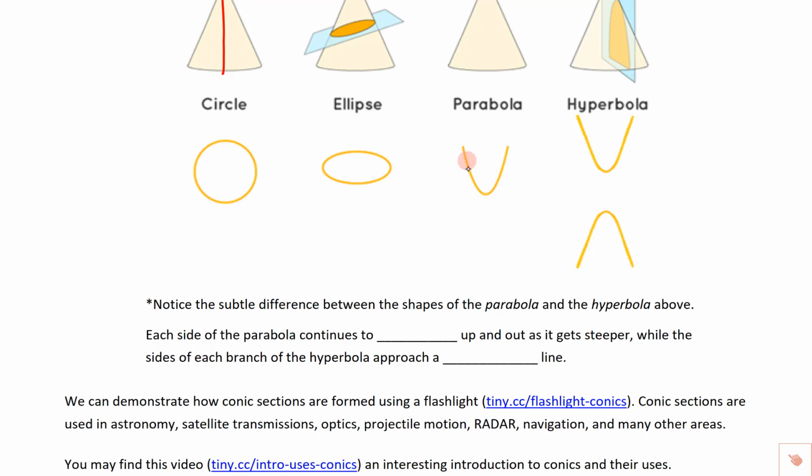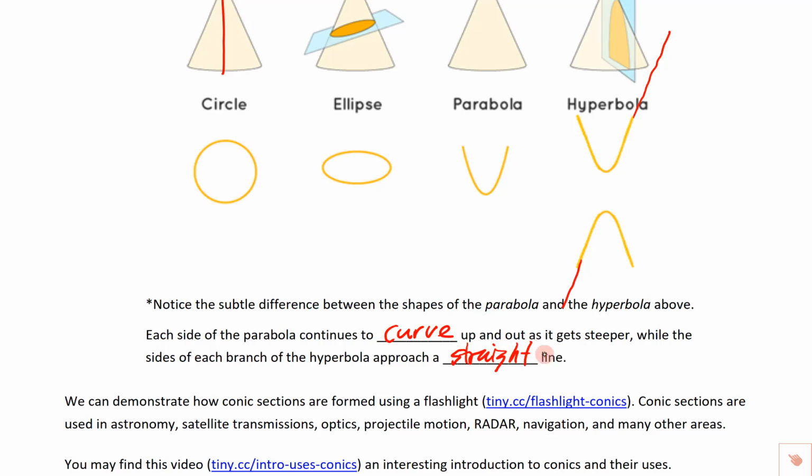What happens here is on the parabola, these sides, these ends continue to go up and out, and they continue to curve up and out, and they get steeper. While on the branches of the hyperbola, what happens is they get really, really straight. So this one would just kind of straighten out like that, and this one would straighten out like that. So each branch approaches a straight line. So approaches a straight line right there.